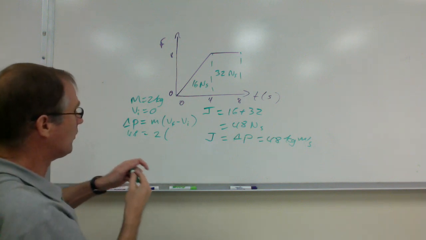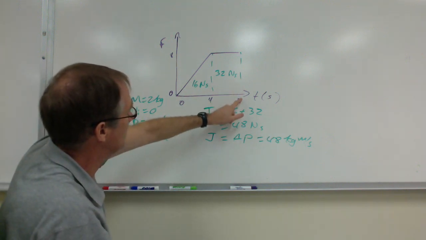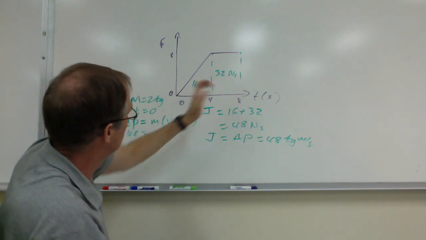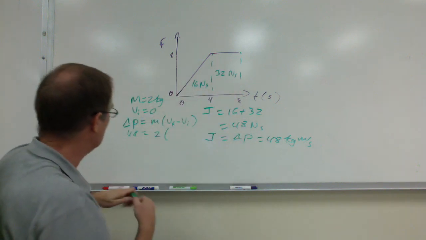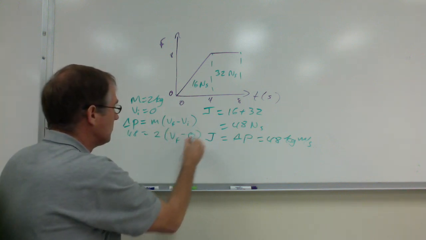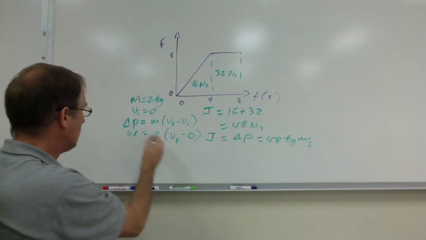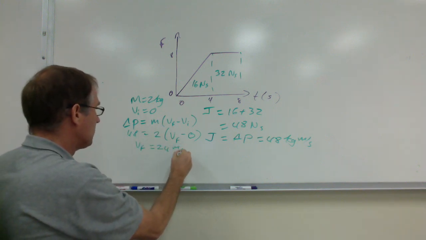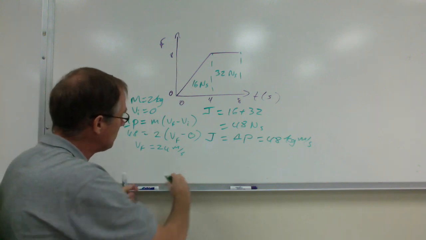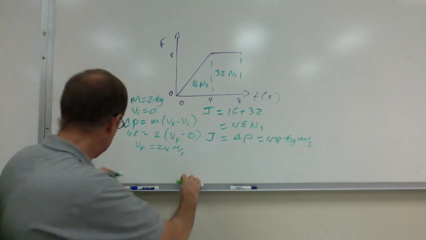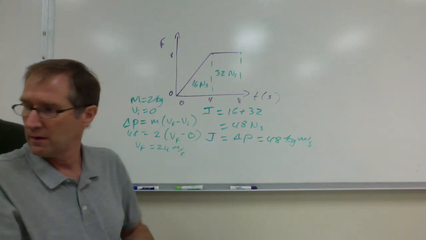And I get to use 48 because it's asking for it at the very end of the situation, which is at 8 seconds, and we know that from 0 to 8 the change is 48. The mass is 2. We're looking for VF, and it starts from rest. So divide 48 by 2, and VF has to be 24 meters per second. Be careful, because I might give you something where the initial velocity is not 0. It might have some other initial velocity. Okay? That's that one.